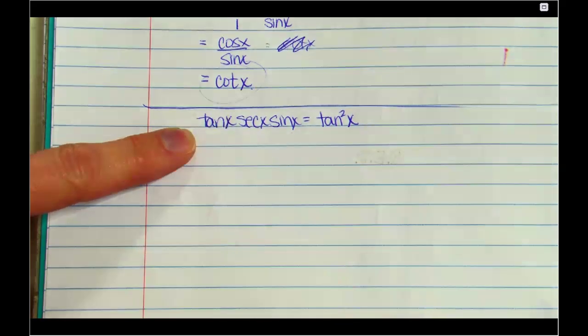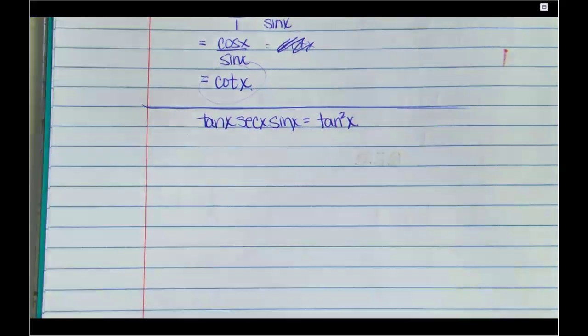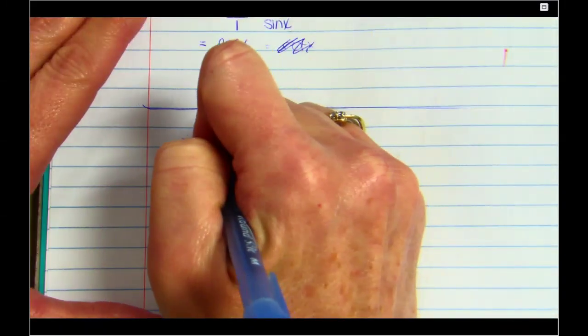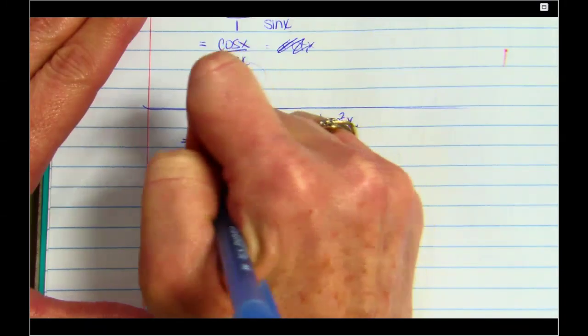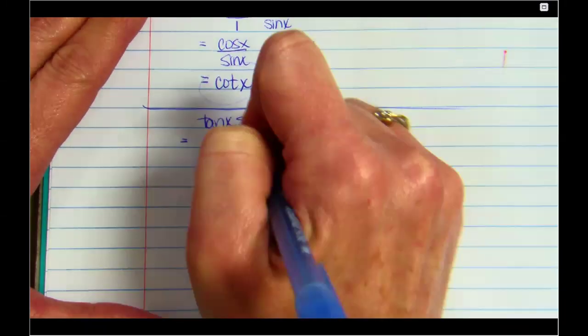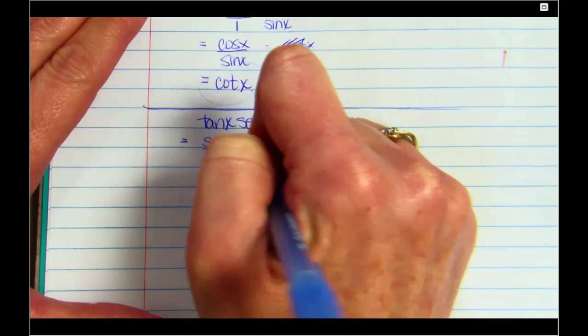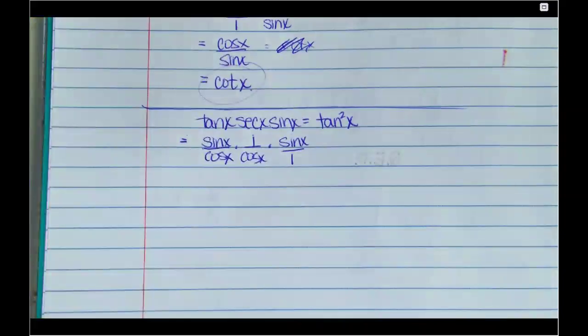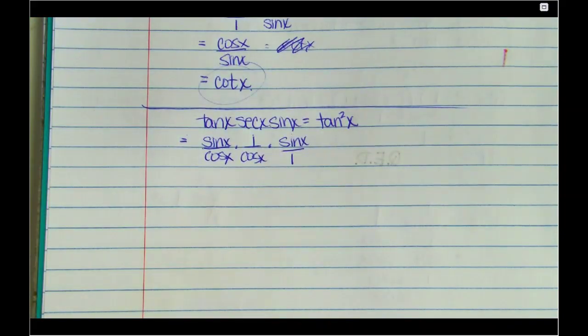Okay, so this is multiplication. You want to turn things into sines and cosines. So tangent is what? Sine over cosine. Secant is what? 1 over cosine. Sine is sine over 1. So I'll finish this and then I'll tell you why I told you some of the other things.